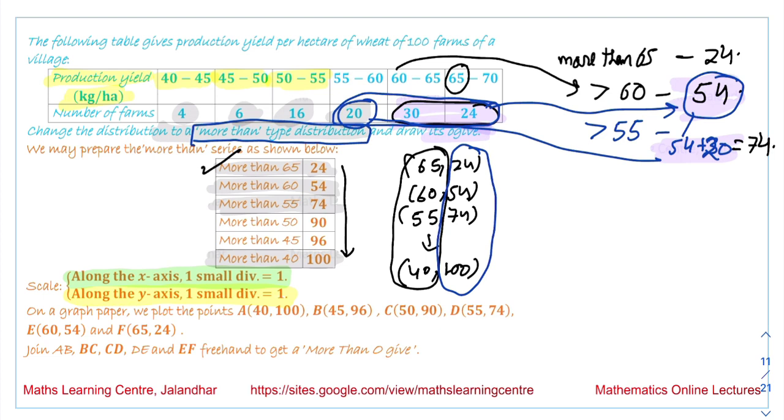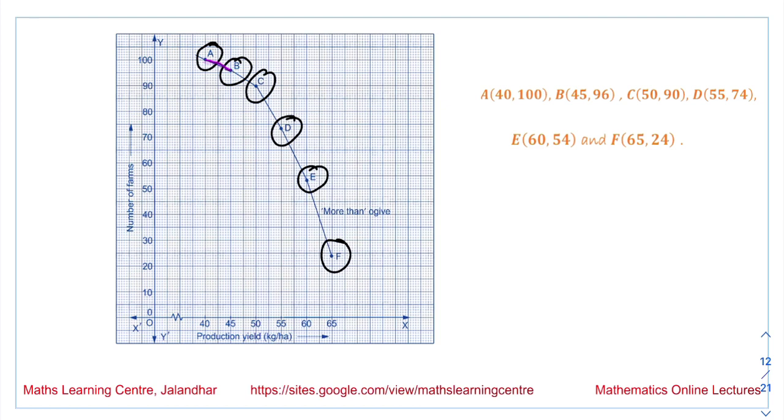Then with free hand we have joined these points. We have joined the point A and B. Then we have joined the point B and C. Then C and D. Then D and E. Then E and F. And this curve we obtain is the more than type Ogive.